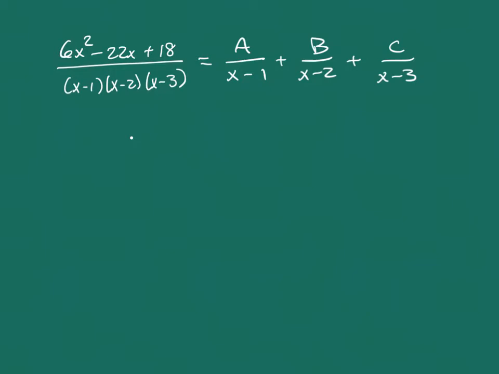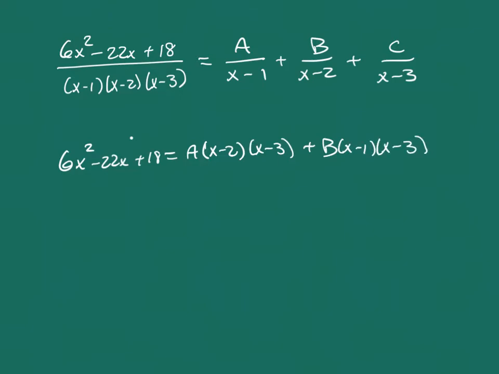Well, if we go through and we clear our denominators, just like our first step in the previous video, then we're going to get something that looks like x squared minus 22x plus 18 equal to a times x minus 2 times x minus 3 plus b times x minus 1, x minus 3, plus c times x minus 1 and x minus 2. So if you go through and clear your denominators, that's the kind of expression that you're going to find.